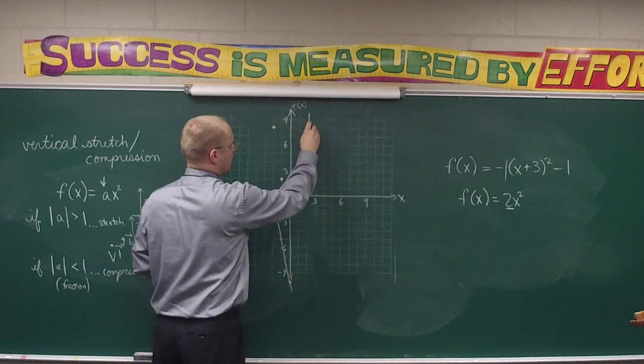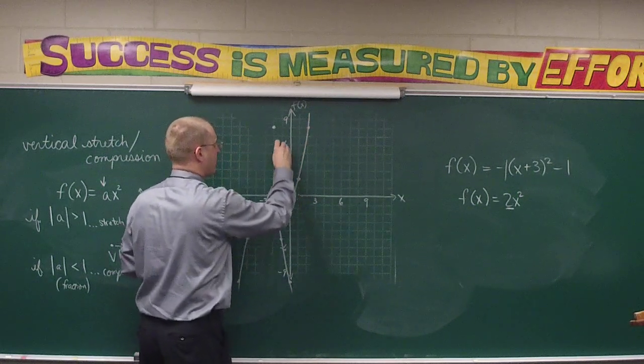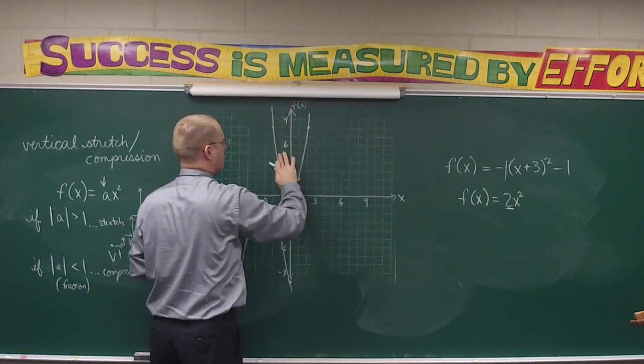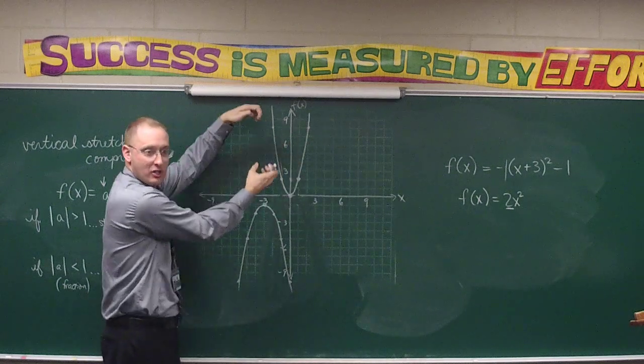Now notice when we connect the dots here, we still need a smooth curve, but it's going to reverse course. There we go. A little faster than it did before. And it looks narrower because it's been stretched.